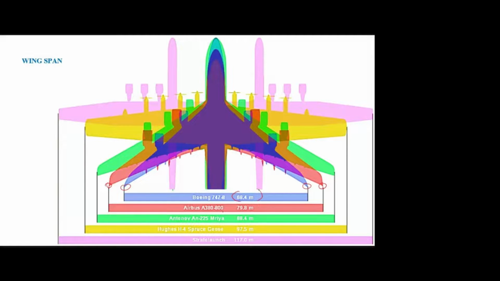Then they introduced the A380 Airbus aircraft. Now this is the largest transport aircraft. See, it is approximately 80 meters, and you can see the largest one, this pink color. It is the 117 meter Stratolaunch. This is to launch the space shuttle and other aircraft, rockets, etc. We can launch from this aircraft. This is the biggest one, Stratolaunch. So wingspan means it is measured from wingtip to wingtip. Is that clear?